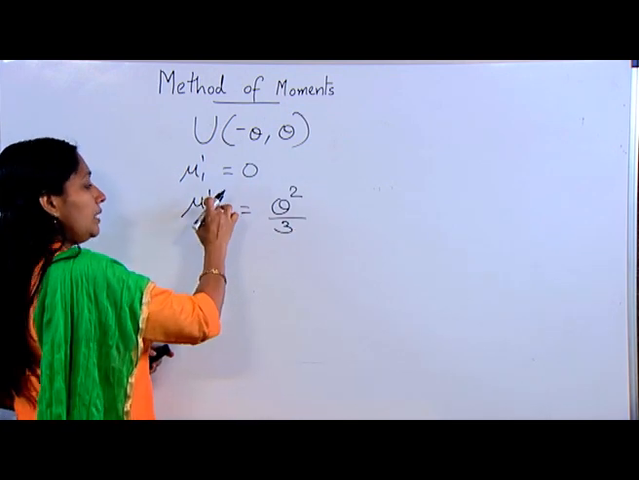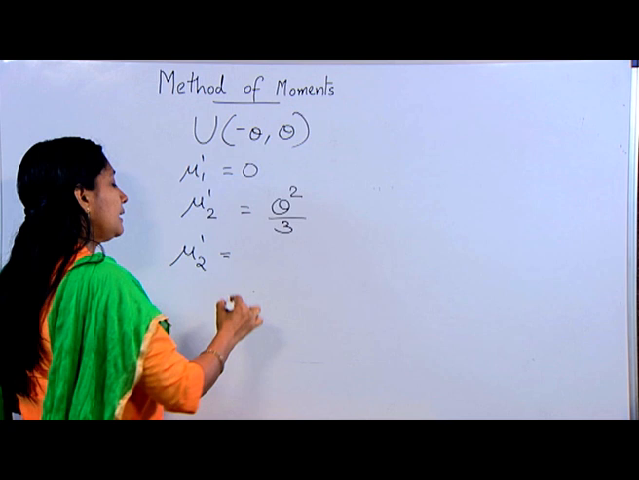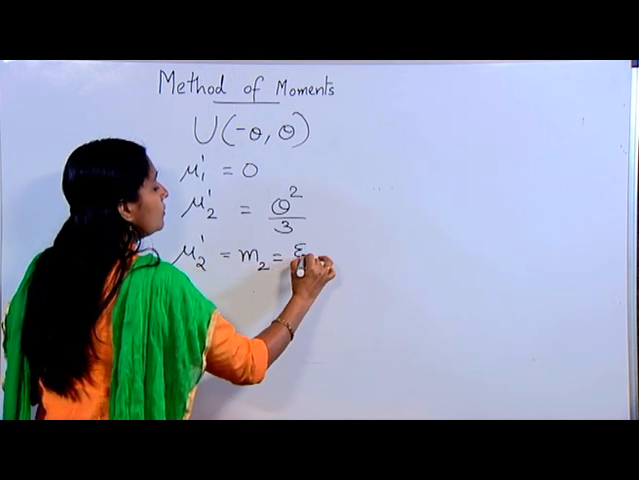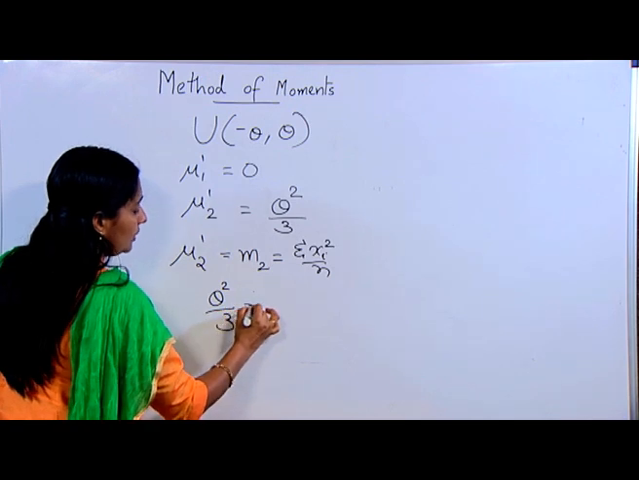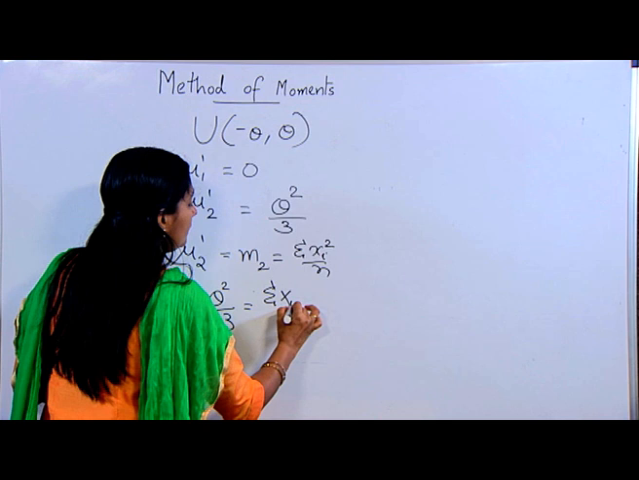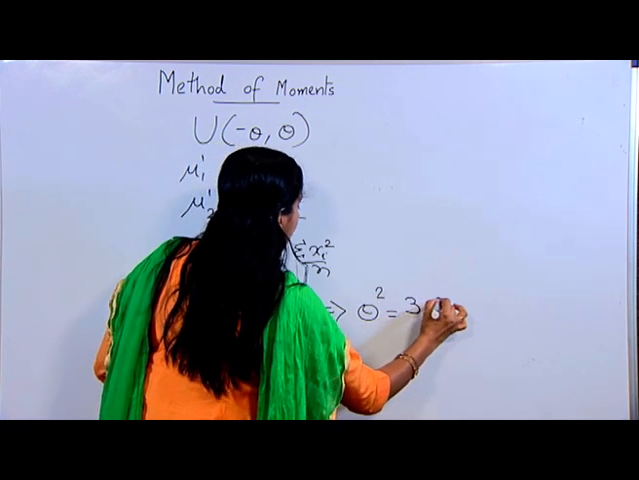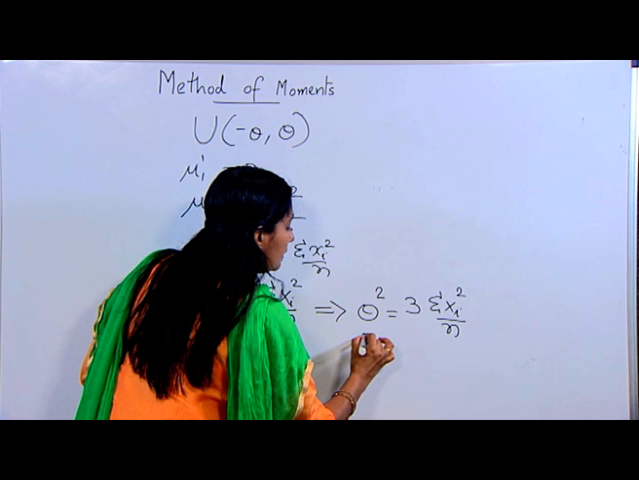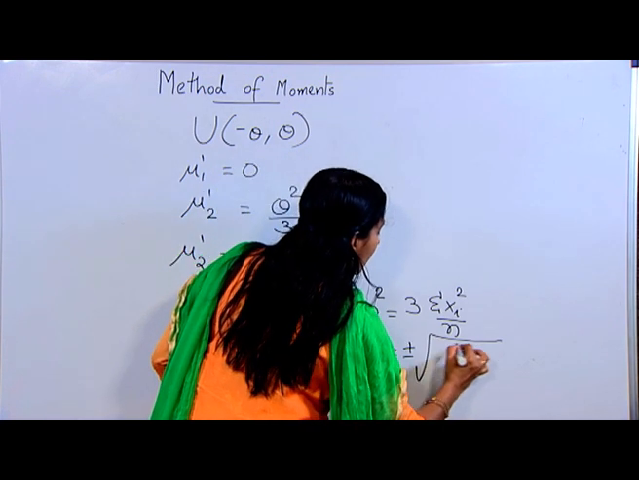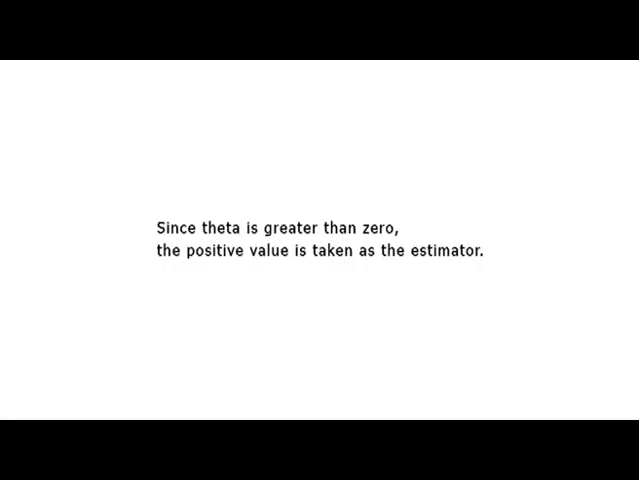So, in this case we equate the second order population moment, mu 2 dash, with the second order sample moment m2, which is equal to summation xi square by n. Hence, we get theta square by 3 is equal to summation xi square divided by n, and this means theta square is equal to 3 times summation xi square divided by n, or theta curl is equal to plus or minus root of 3 summation xi square by n. Since theta is greater than 0, the positive value is taken as the estimator.